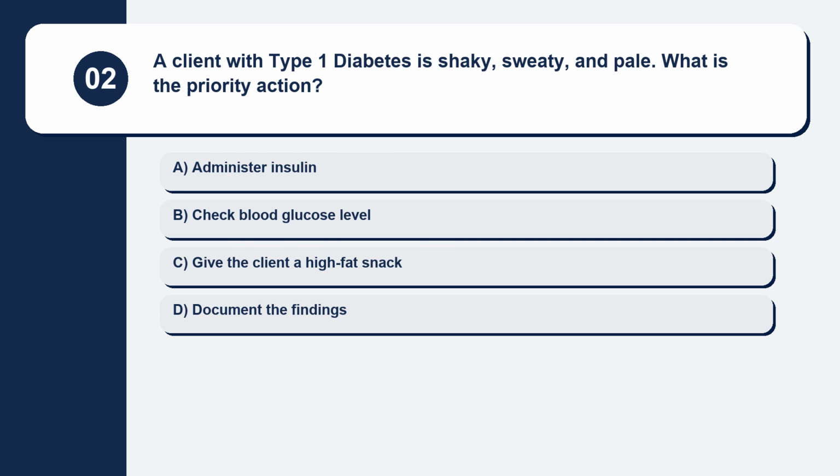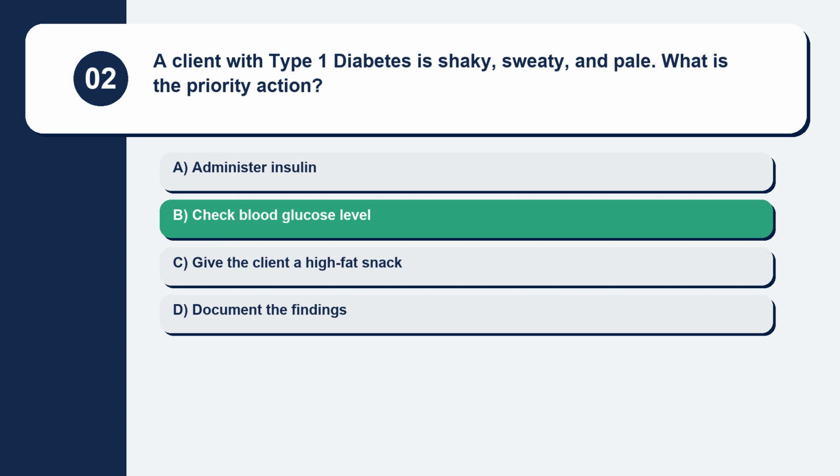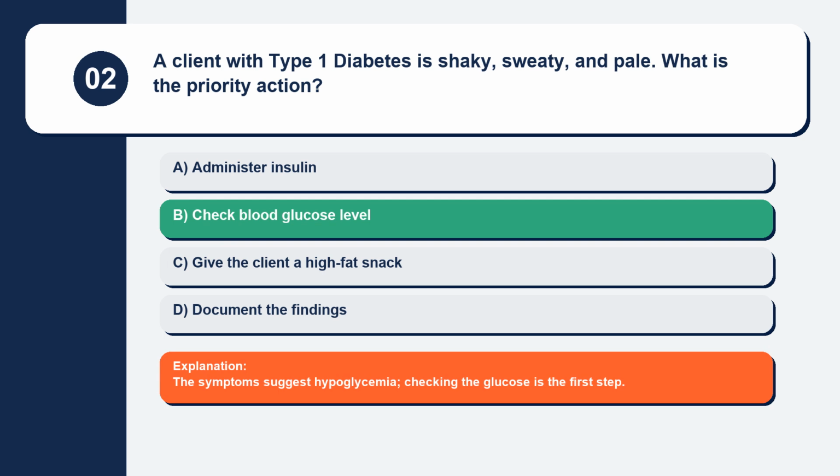Question 2. A client with type 1 diabetes is shaky, sweaty, and pale. What is the priority action? Administer insulin. Check blood glucose level. Give the client a high-fat snack. Document the findings. The symptoms suggest hypoglycemia. Checking the glucose is the first step.